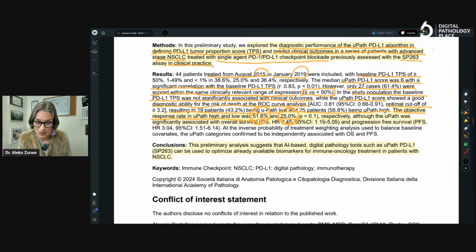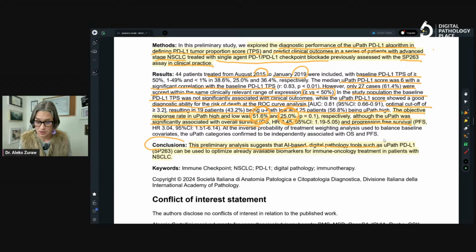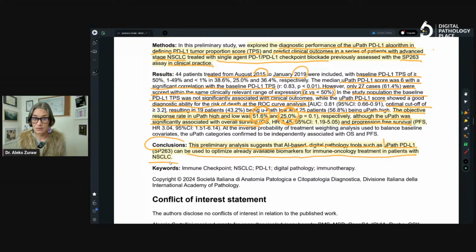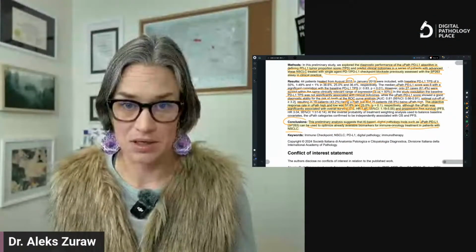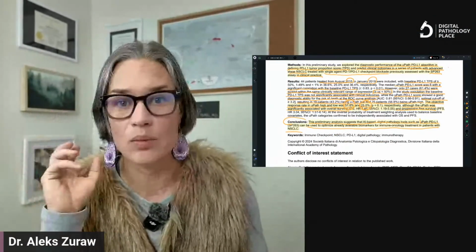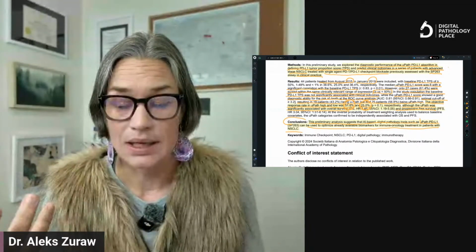So the UPath score was significantly associated with overall survival and progression-free survival. In conclusion, this preliminary analysis suggested AI-based digital pathology tools, such as UPath PD-L1, can be used to optimize already available biomarkers for immuno-oncology treatment in patients with NSCLC. So another proof of what we started talking about. This is already recognized as a biomarker. There is a scoring paradigm, a way of scoring this. So let's develop a tool that helps us do that.